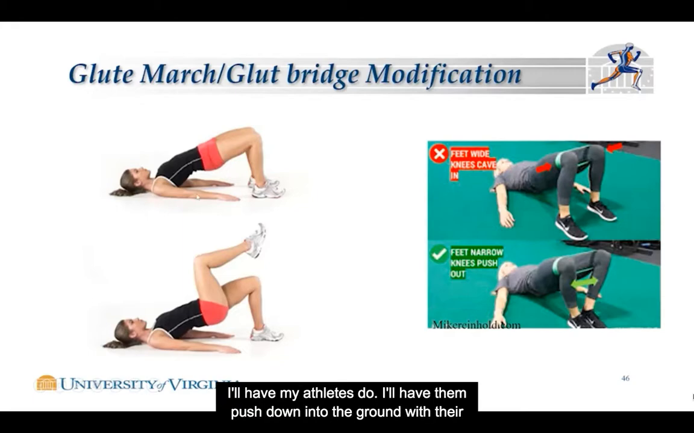Things I'll have my athletes do, I'll have them push down into the ground with their arms. So the reason why I do that is to help activate that shoulder extension. We can activate the thoracolumbar fascia and help support the lumbar spine. And I can get that nice hip extension. I don't want to really get back extension. I'm looking for hip extension. So that's why a lot of times I'll have them push into the ground with their shoulders to get that lat activation.